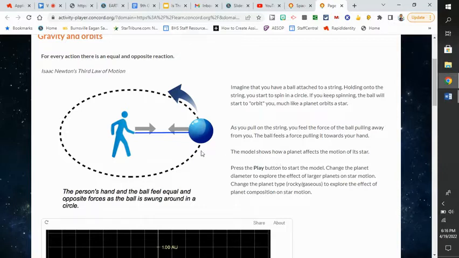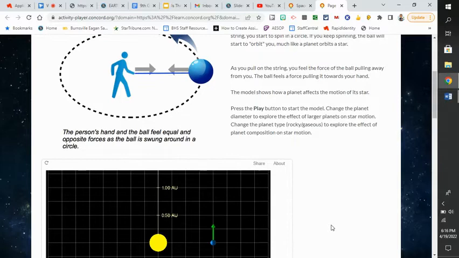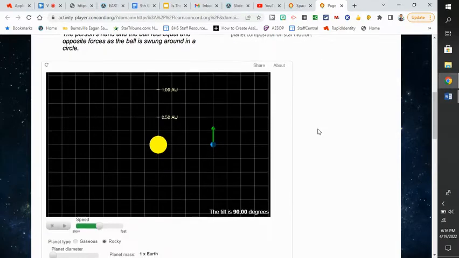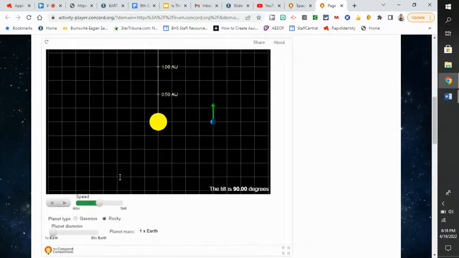The model shows how a planet affects the motion of a star. The directions say press the play button, so you should follow along as I go to start the model. You can change the planet diameter to explore the effect of larger planets on star motion. And you can change the planet type from a rocky to a gaseous planet to explore the effect of planet composition on star motion. So let's take a quick look at that.